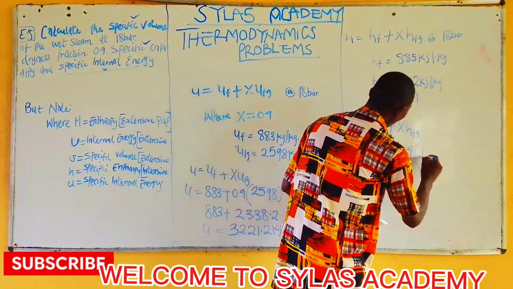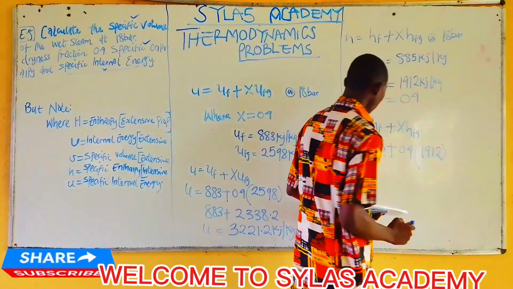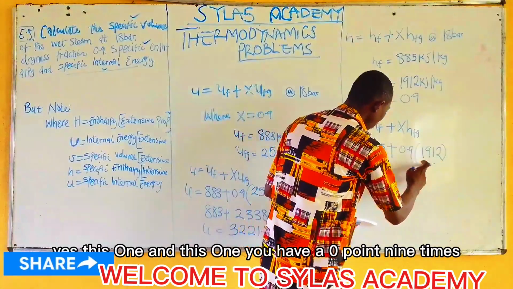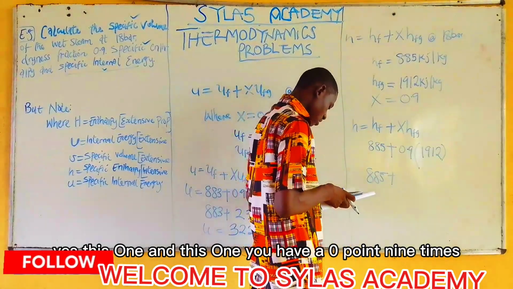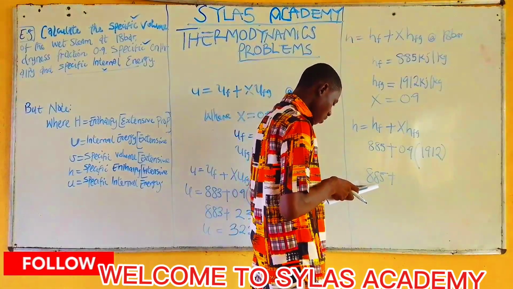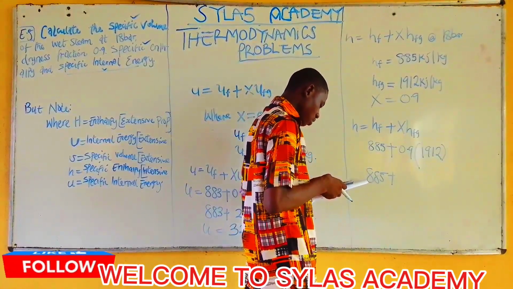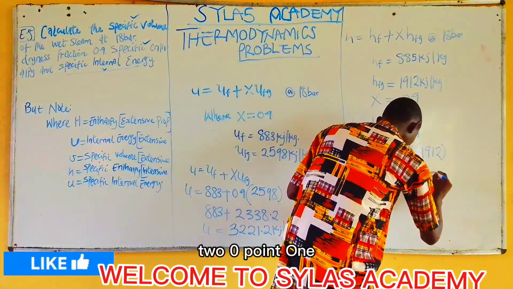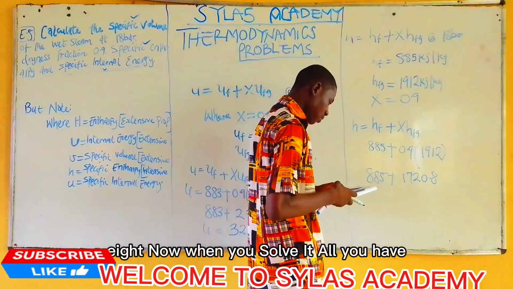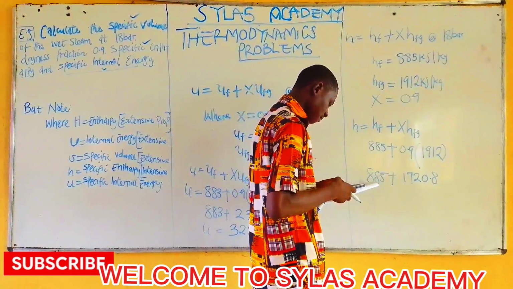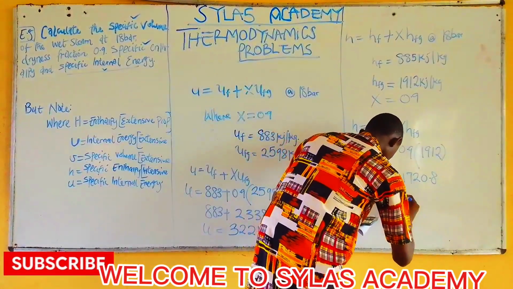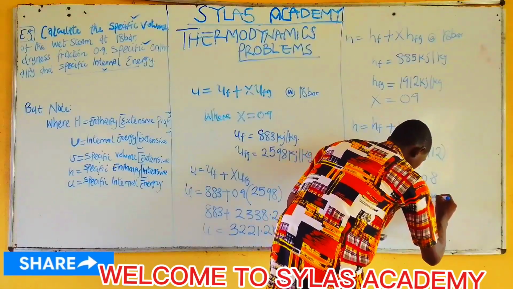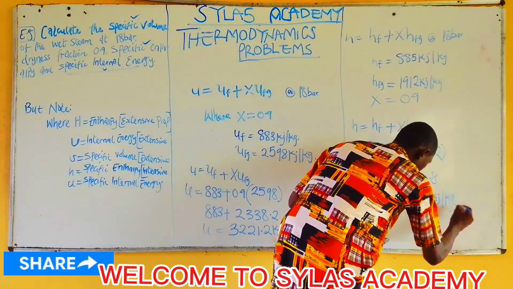H sub mg is 1912, right? When you do the mathematics, you have 885 plus 0.9 times 1912. You have 1720.8. And when you sum it all with 885, you have 2605.8 kilojoule per kilogram.